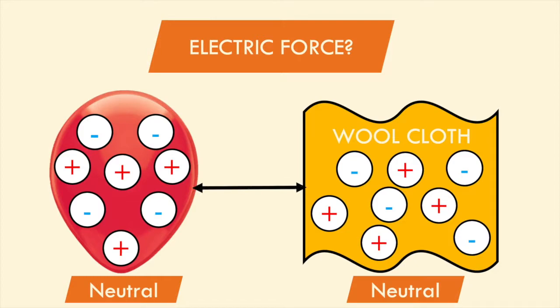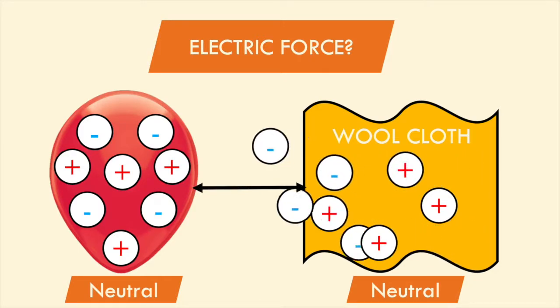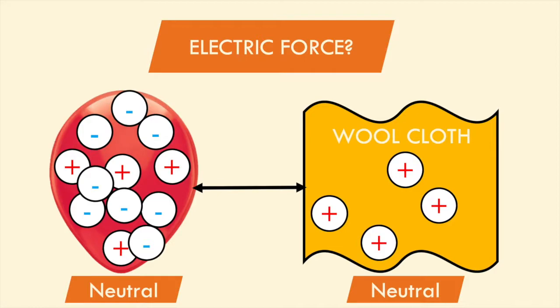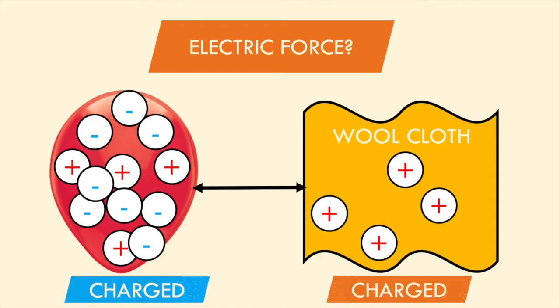But what happens when you put them in contact with each other is something magical happens. All the negative charges end up moving to the balloon. Right now, you don't need to know why that happens, but just know that those negative charges move over, and what that causes is these objects to get charged. So if you now count the amount of charges on the balloon, you'll see that there are 8 negative charges and only 4 positive charges. That means the balloon is negatively charged. Similarly, the wool cloth now has a lot less negative charges, so it has become positively charged.